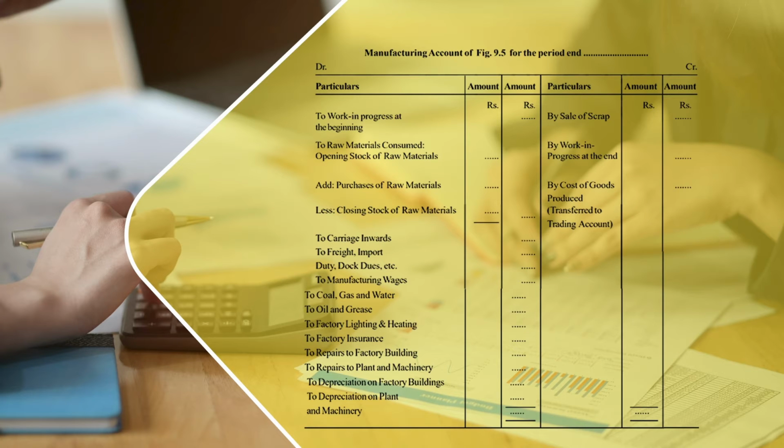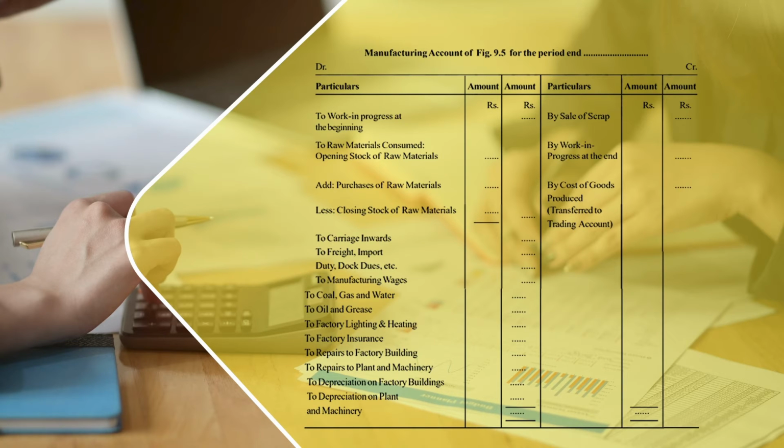Here in the debit side of the manufacturing account, again the opening stock, the work in progress at the beginning. It means the opening stock of work in progress in the beginning, then raw material consumed. Here the raw materials consumed is opening stock of raw material, add purchases of raw material, less closing stock of raw material. The net result is the cost of raw materials consumed.